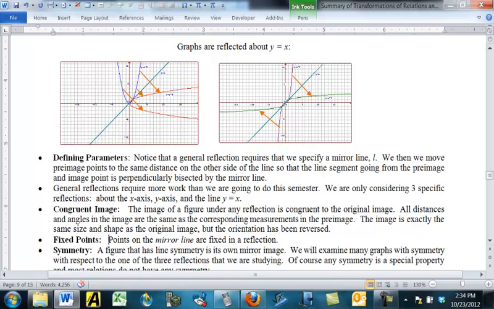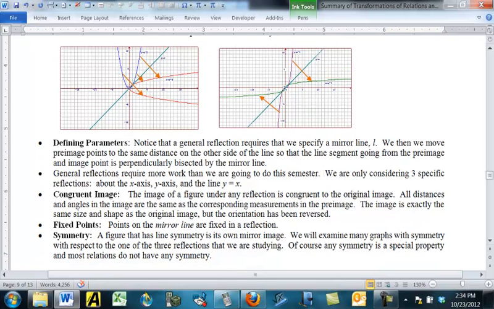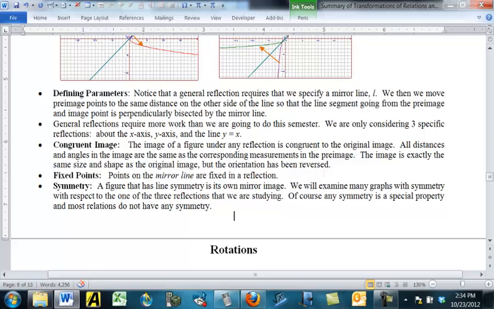Fixed points are points on the mirror line in any reflection. And a figure that has line symmetry is its own mirror image over that line. And so we will look at many graphs that have symmetry with respect to one of the three reflections we're studying. And of course, any symmetry is a special property, so most relations don't have any symmetries at all, much less any of these particular ones. Okay? But some graphs do, and that's a special case. So we'll talk next little video about rotations.